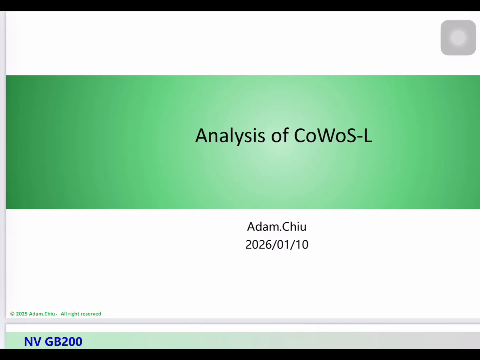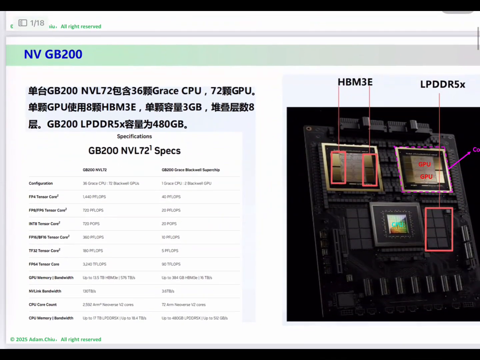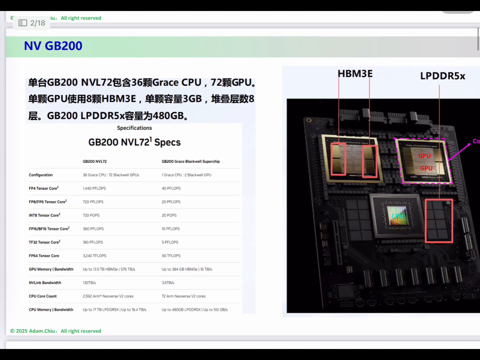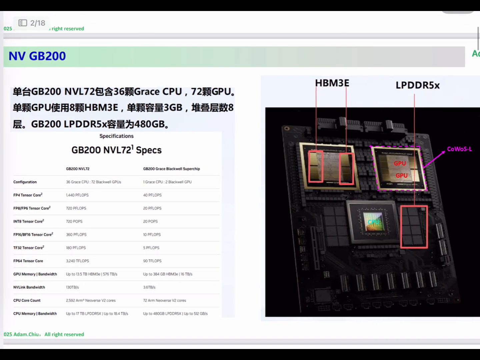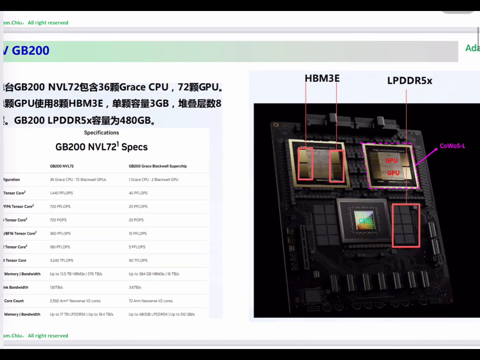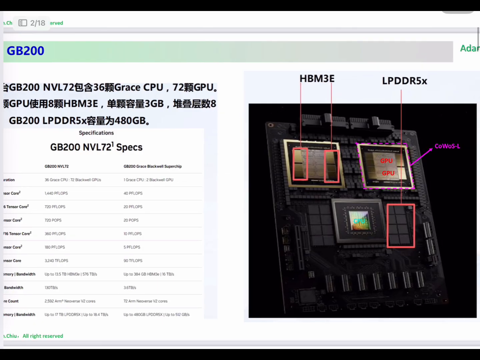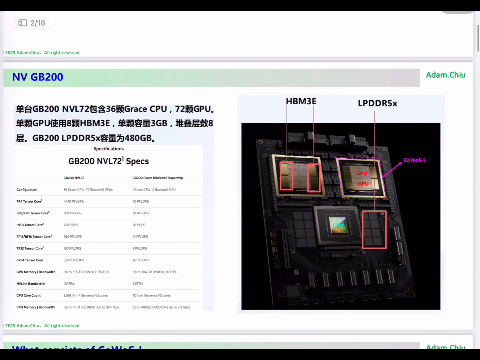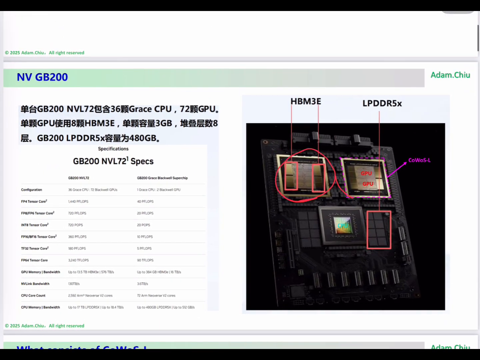Today I'd like to share some detailed analysis of CoWoS L. As you can see, this diagram shows the NVGB200. We can see that a GB200 essentially on a single board and PCB card actually includes two CoWoS L. That is one CoWoS package, so it has two CoWoS L. Within those two CoWoS L packages, we can see two GPU packages and 8 HBM chips bonded together. So this is a CoWoS L type package. Below this is a CPU, and next to it are 16 LPDDR5 DRAM chips.